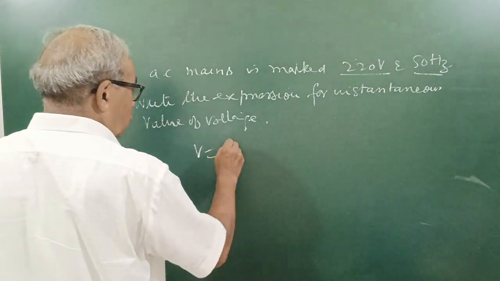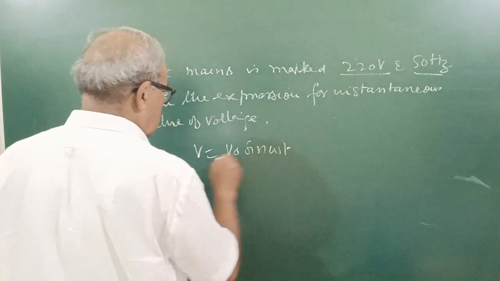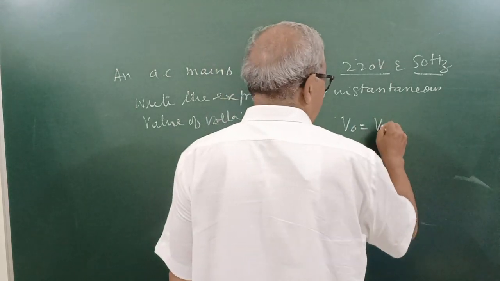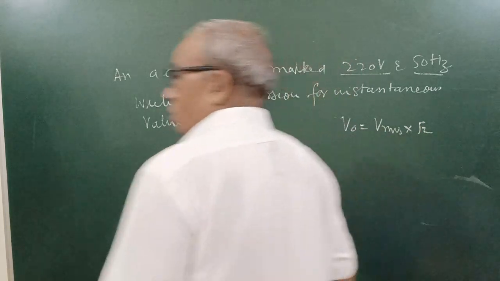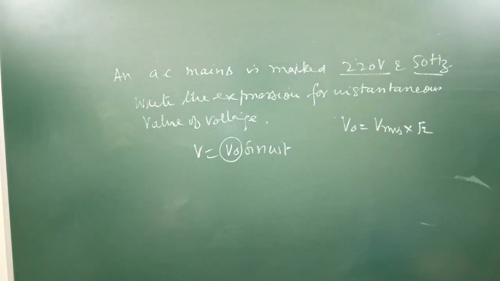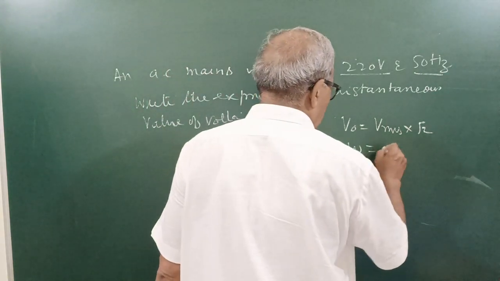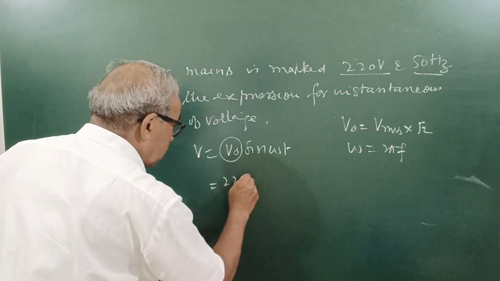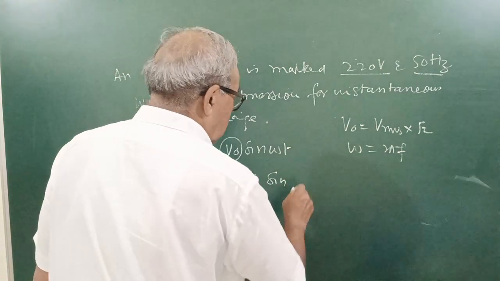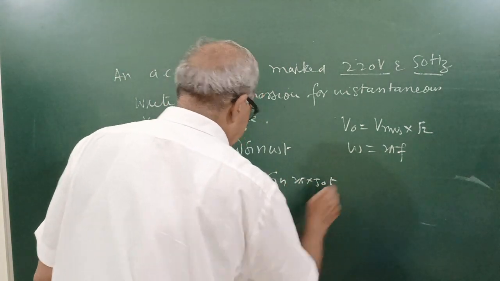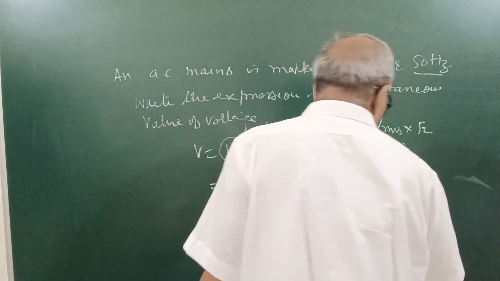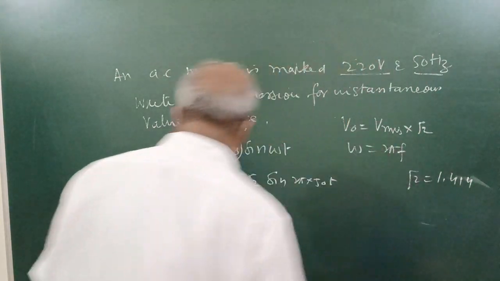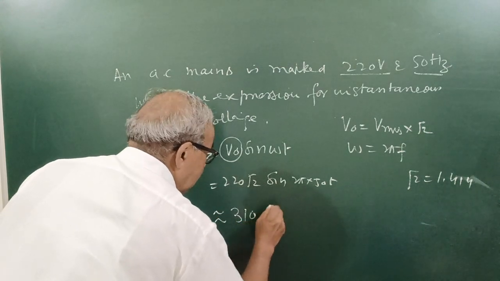Standard equation is V equal to V zero sine omega t, instantaneous value. So we need V zero, we need omega. V zero is equal to V rms into root 2, and omega is equal to 2 pi f. So V rms is 220, so 220 root 2 sine 2 pi into 50 into t. Root 2 is actually equal to 1.414. Multiply this, it nearly comes out to be 310 sine 100 pi t.